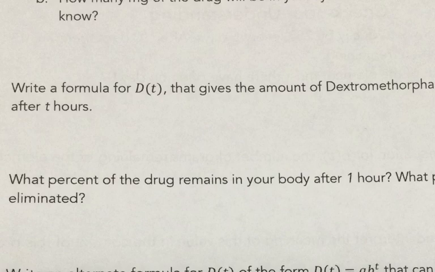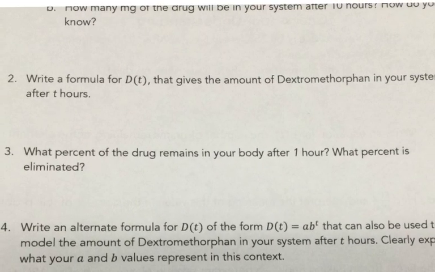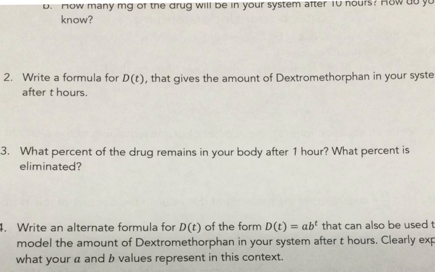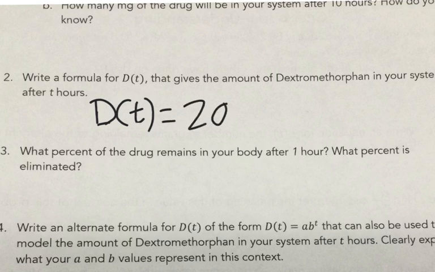Here it says, what's a formula using D of T that gives the amount of dextro in your system after T hours? This is kind of what we did. We're just making it more official now. Writing it as D of T equals, we said the original was 20 times 1/2, and that's happening after I had x over 3 originally, but now we're using t instead of x, so it'd be t over 3. Again, hopefully you see how that t over 3 represents the number of half-life periods.